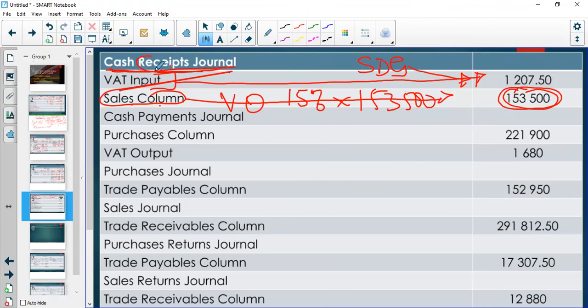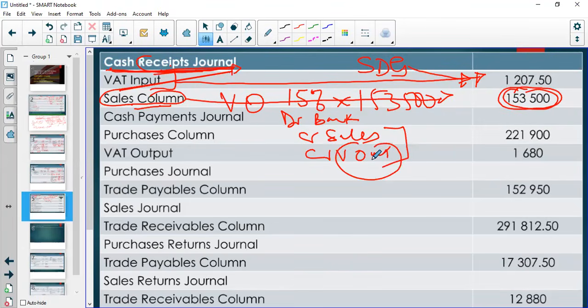And you remember that under cash receipts journal, it's actually cash that was received for sales. So this is cash sales. So the journal entries where we debit bank, we credit sales, we credit VAT output, like that. So when we go to the VAT output account, then we're gonna put a credit entry of 15% of this amount, right? Then the description is bank, because the bank account is the account that was actually debited in the transaction, right?